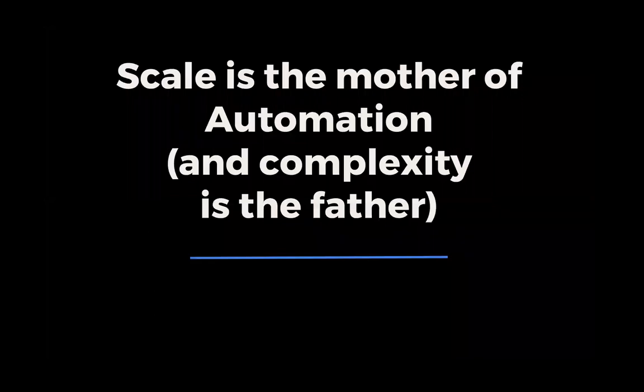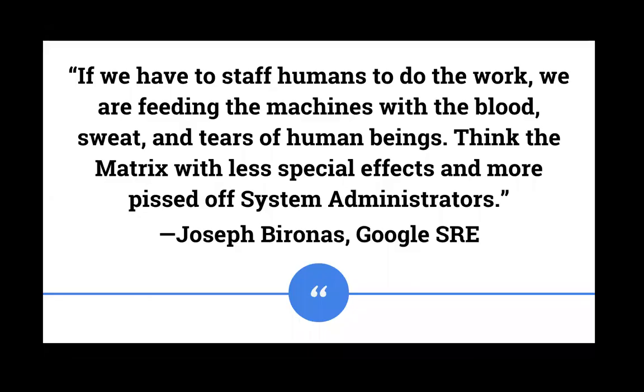And that kind of brings us to an obvious effect of treating endpoint management as code, thinking of scale as the mother of automation. The code makes it easy to automate repeatable tasks. And so automation is no longer something you do because it's cool, and it is cool, but it's now necessary due to the scale and the complexity. So here's another, I like quotes, but here's one from the SRE book. If we have to have a staff of humans to do work, we are feeding the machines with blood, sweat, and tears of human beings. Think the Matrix with less special effects and more pissed off system administrators. This is your week, right?